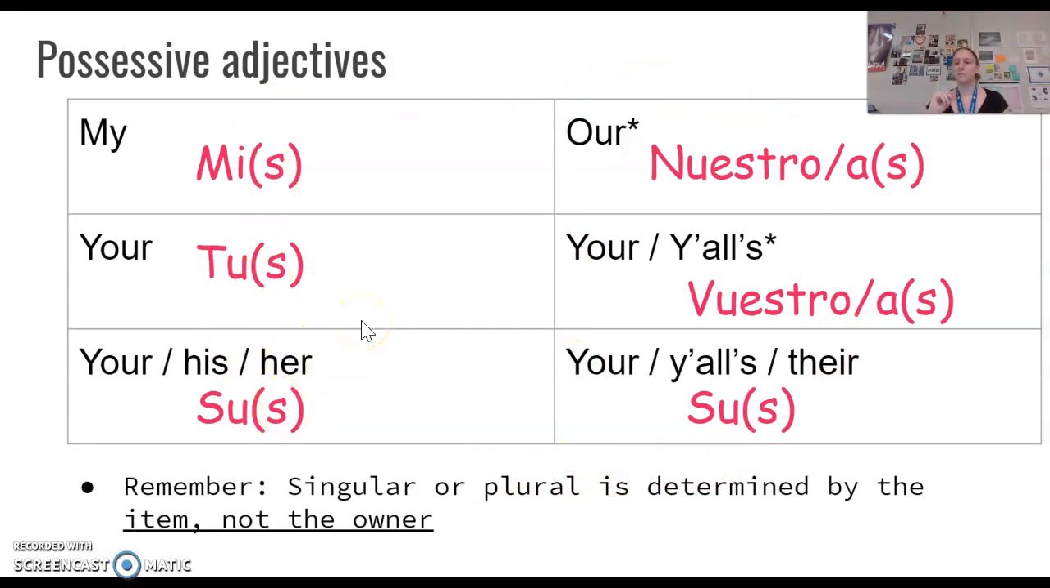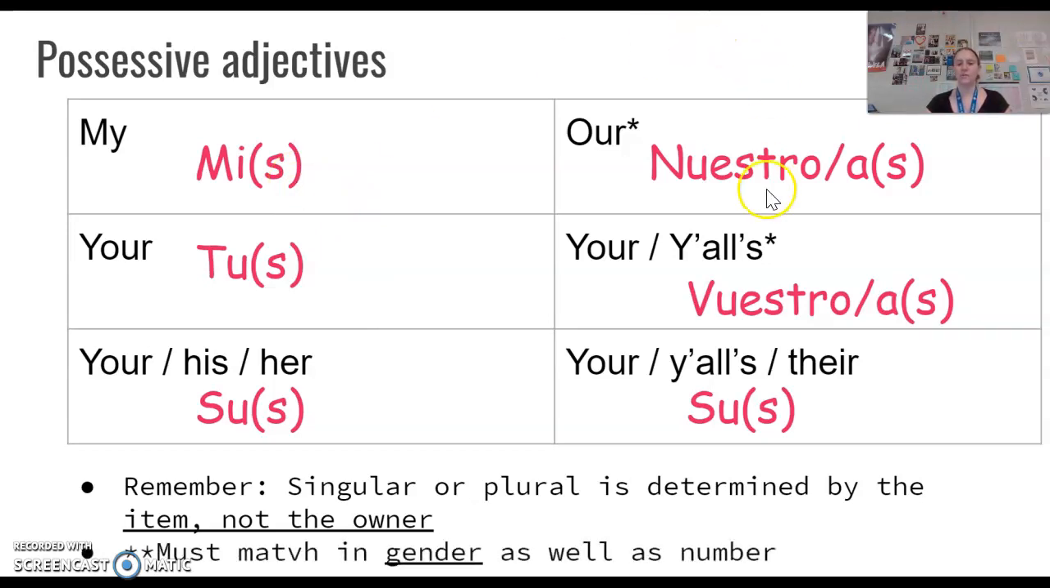So for example, if I'm talking about my cats, I'm only one person, even though I have two cats. So I'm going to use mis gatos. Okay. And then our nuestro and vuestro also have to match in gender. And again, you're paying attention to the number and gender of the item owned. This should be a C, not a V. By the way, I think it's wrong on, oh, it's fixed on your notes. Okay.